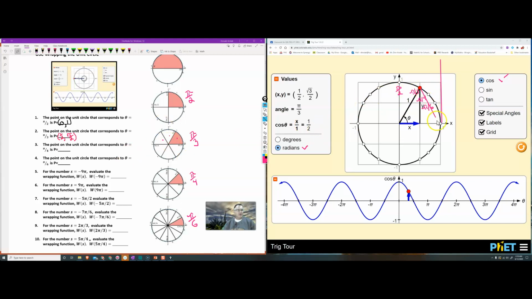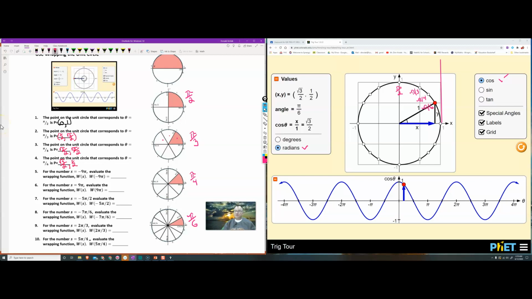Okay, what if we wrapped pi over 4 around? Pi over 4 is that length right there. And its coordinates, the length of this blue arrow right here, is root 2 over 2. And this height right here is root 2 over 2. So this has the coordinates root 2 over 2, comma, root 2 over 2. And then the last one is, if I wrapped pi over 6 around the circle, that would be the end point of this arc right here. And its coordinates are root 3 over 2, 1/2.